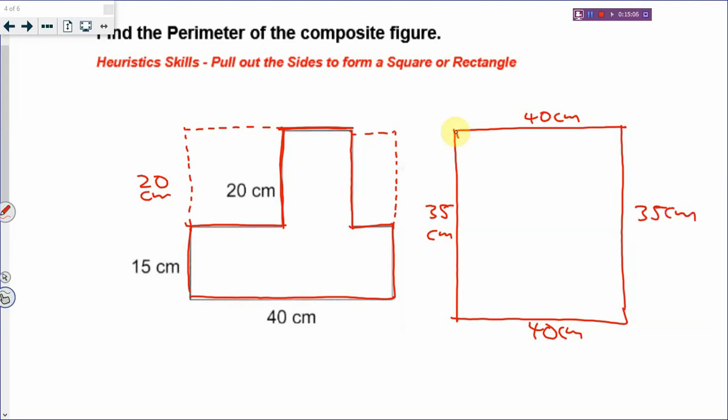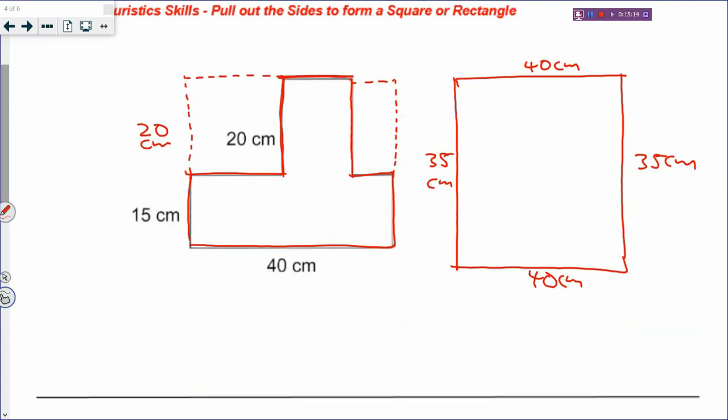So can you find the perimeter of this figure? If you add up all the sides of this composite figure, you will get the perimeter. So look at the rectangle that you have constructed. You have 40 plus 35 plus 40 plus 35 again, right? So perimeter is plus, plus, plus, plus. You add all the sides of the rectangle, and you will get 150 cm, which is the perimeter of the rectangle, which is also the same as the perimeter of the composite figure.